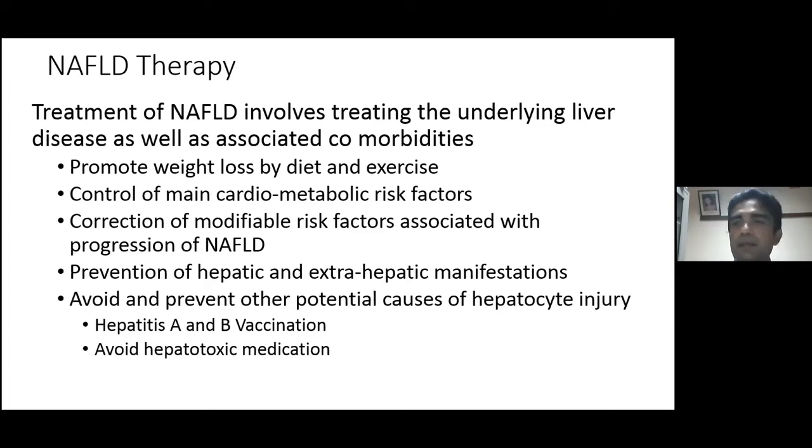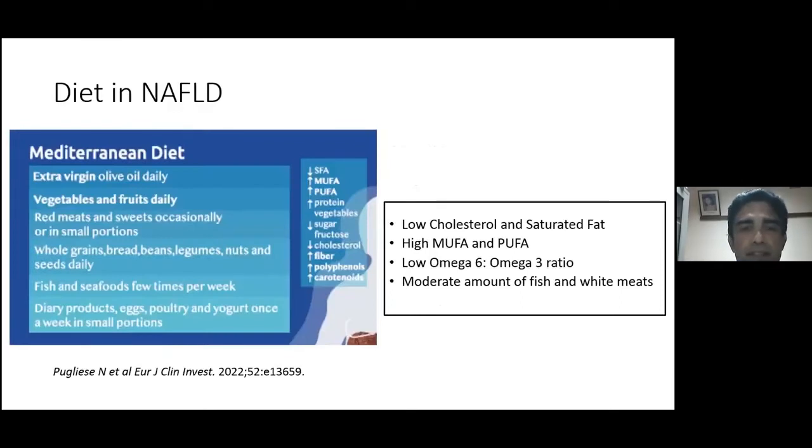So anyway, when you diagnose a patient with fatty liver disease who is at risk of further fibrosis, it's always good practice to offer them hepatitis A and B vaccination and avoid hepatotoxic medication. Especially ask the patient not to take herbal medicine and herbal drinks, especially collagen. So what is the preferred diet in non-alcoholic fatty liver disease?